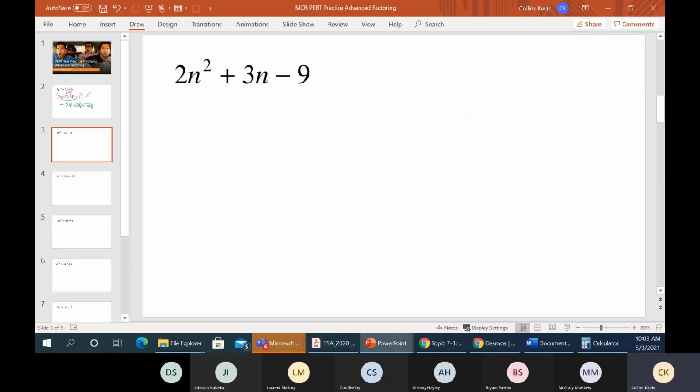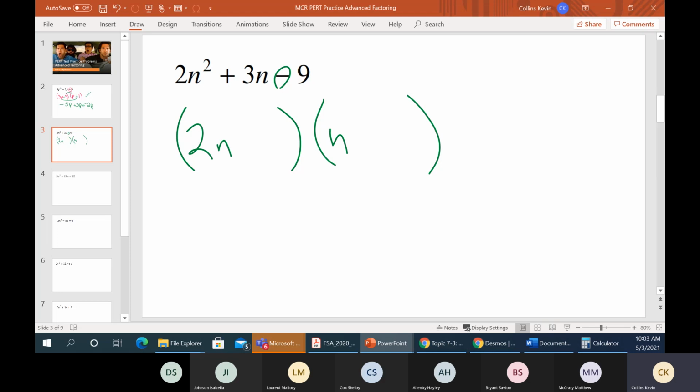So here we've got 2n squared plus 3n minus 9. So again, we're going to have that same kind of setup, right? We're going to have a 2n and an n. Again, one's going to be negative, one's going to be positive. We don't know which ones yet.